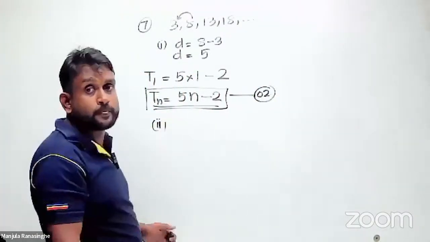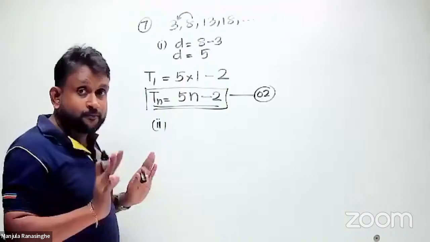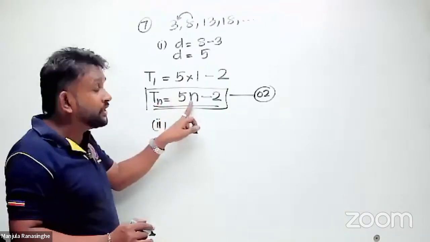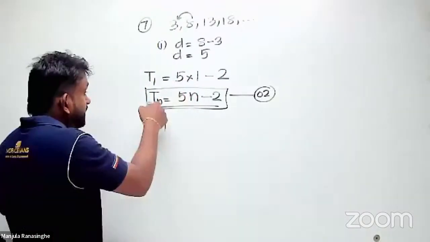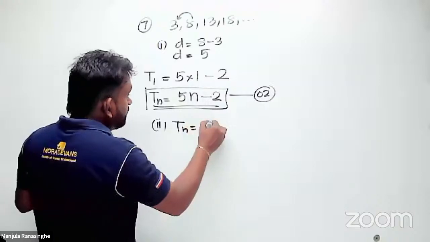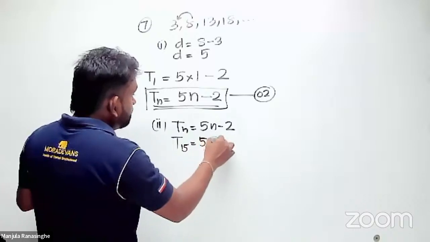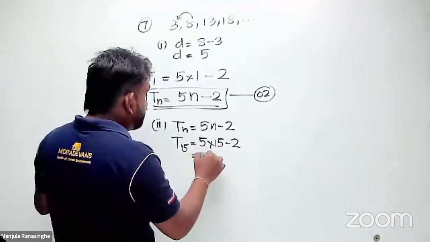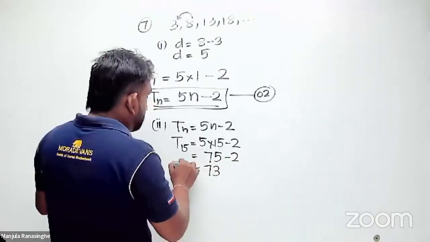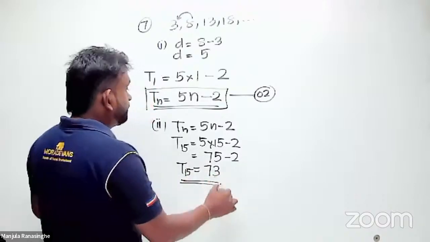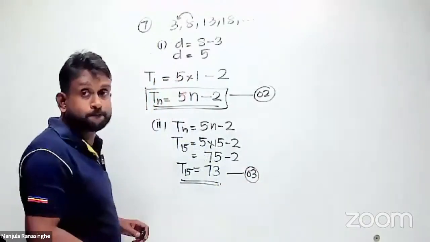So part 2. Find the 15th term of this progression. Now you have the nth term. Just replace n by whatever term they are asking. Here the 15th term is asked. So you write Tn equals 5n minus 2. For n you substitute 15, and 5 into 15 minus 2. 5 into 15 means 75, minus 2, that means 73. Then T15 equals 73. So you have another 3 marks there.